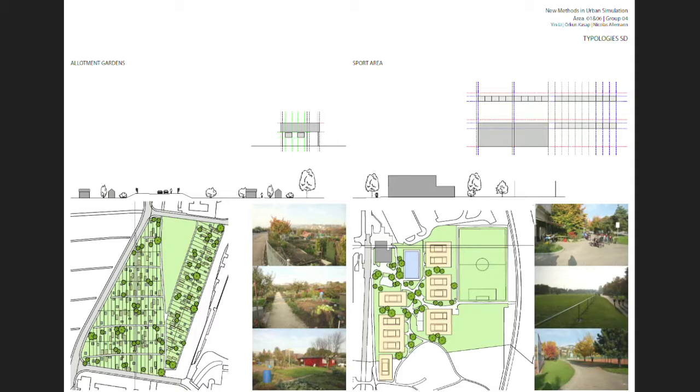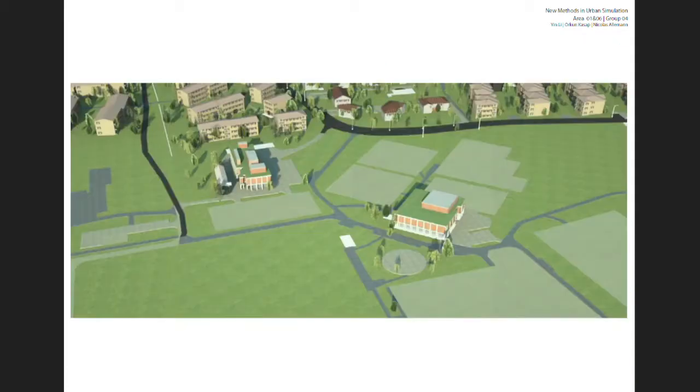Yeah, the last one, the special districts, allotment gardens and the sport areas. And here there is always a sports center located at one corner, and from there you go into these huge areas. It's the different services. Yeah, that's the first view.